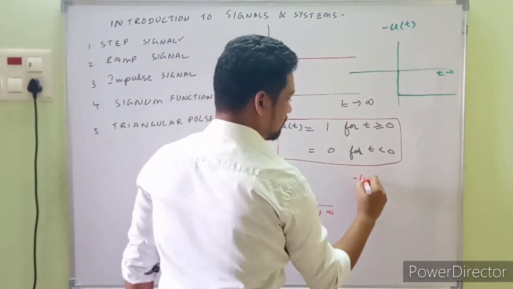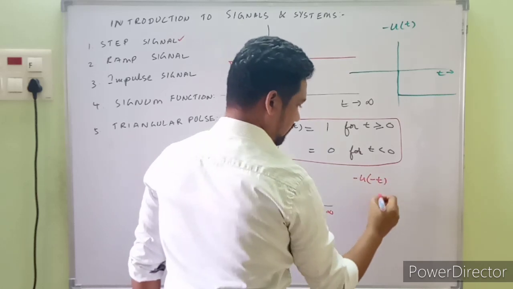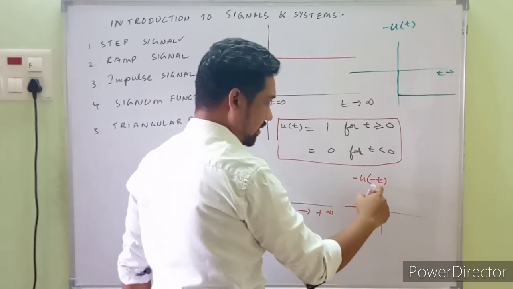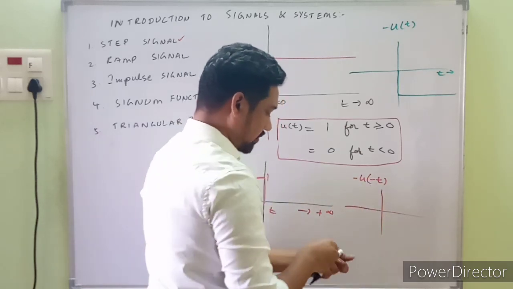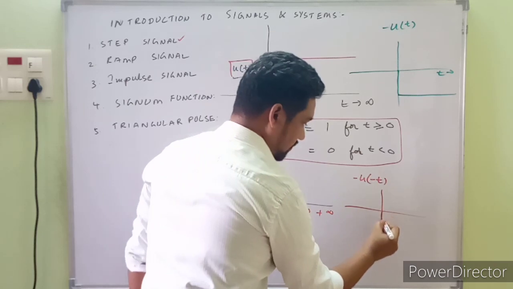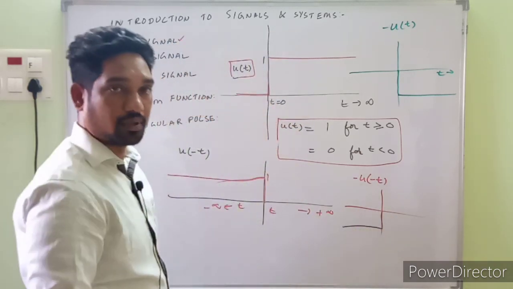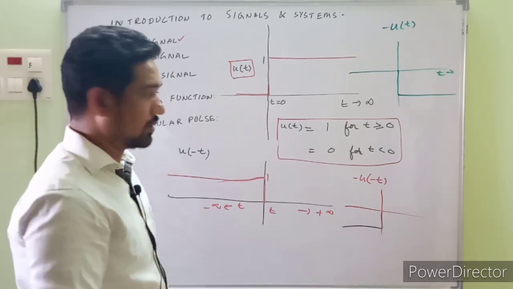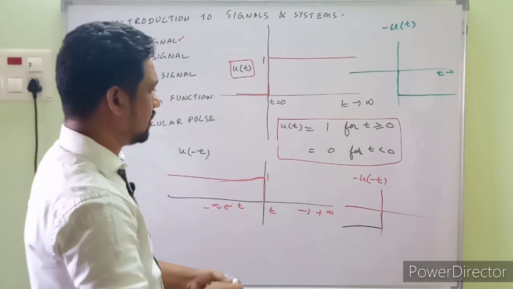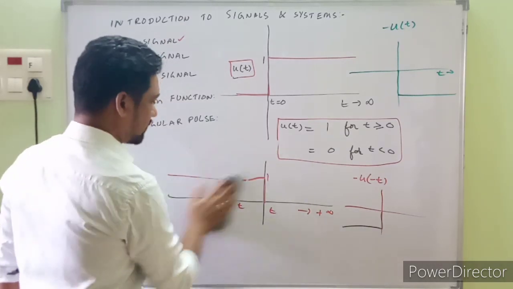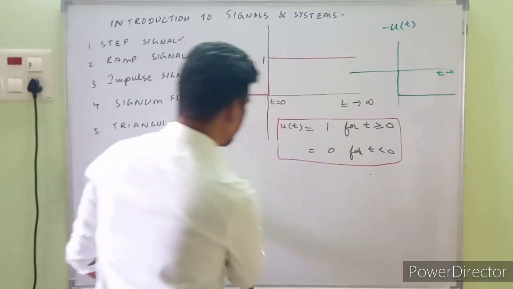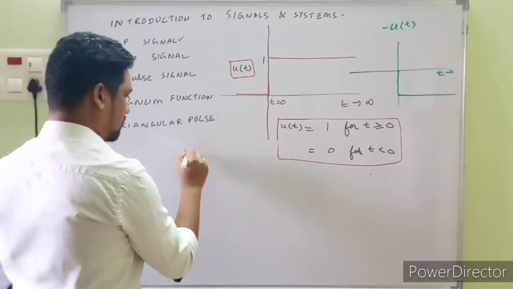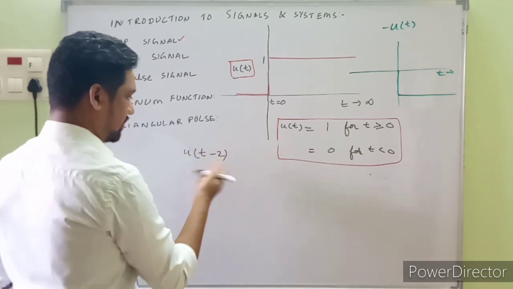So what about minus u of minus t? Here the amplitude is negative and the time is also negative. So we'll have it like this. You will be asked to sketch u of t, u of minus t, and so on. Another important point to remember while drawing a step function is how to draw, for example, u of t minus 2.